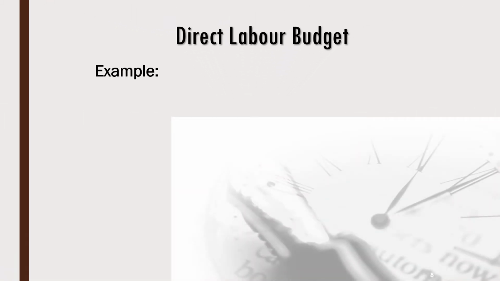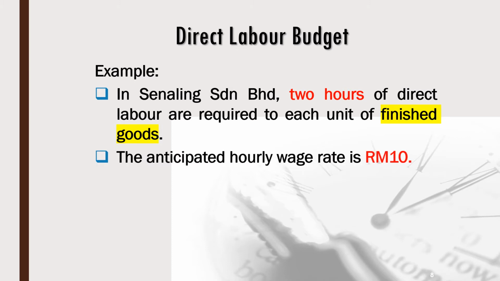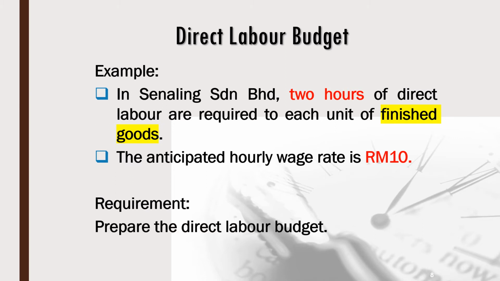Example for direct labor budget. In Senaling Syamrahan, 2 hours of direct labor are required for each unit of finished goods. The anticipated hourly wage rate is RM10. Requirement: prepare the direct labor budget.